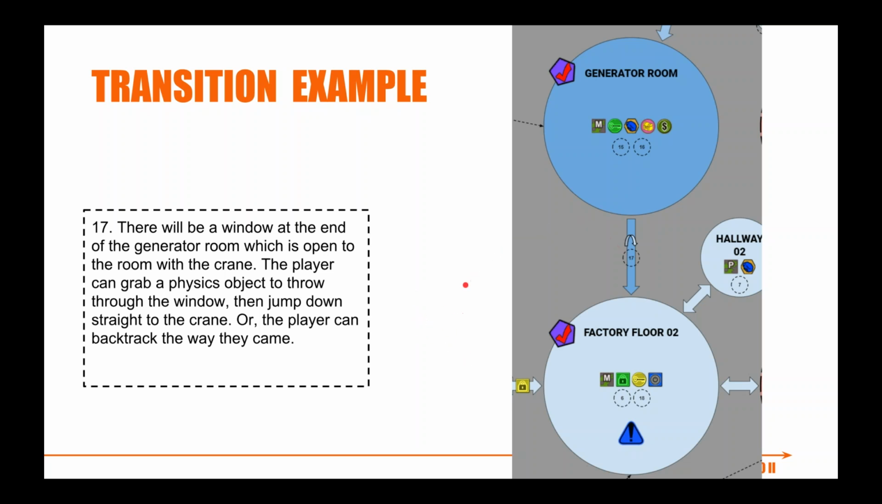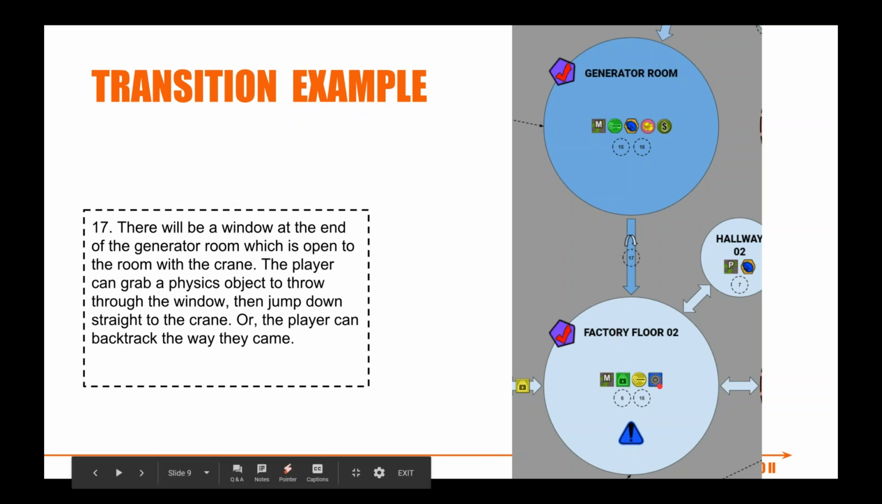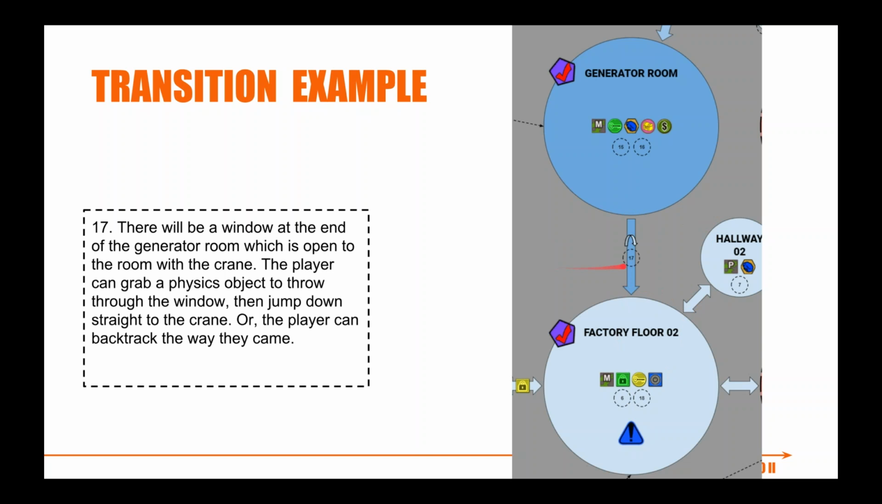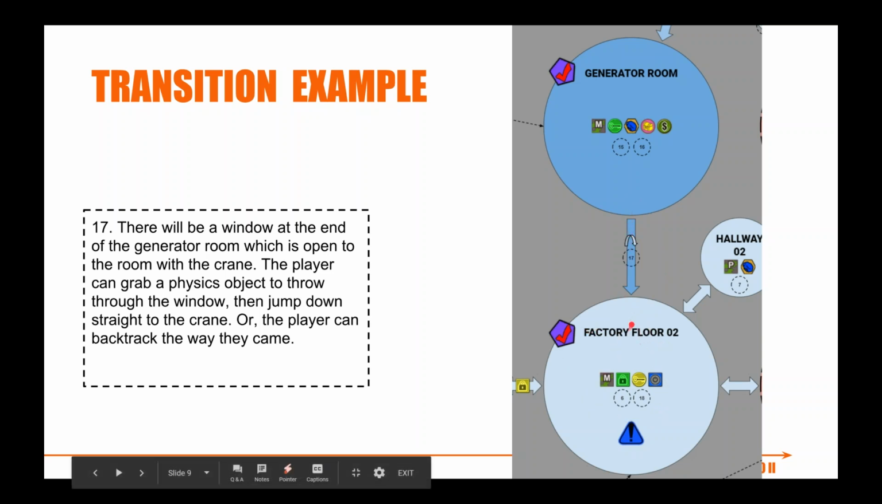Basically in the generator room, there's a window. You can pick up an object, throw it, smash the glass, and then jump through the broken window to land down on the factory floor. This generator room is overlooking the factory floor, so that's why it's a one-way transition, because they're on two different levels. Once you jump through the window, you're down here in the factory floor, and you can't just climb back up.